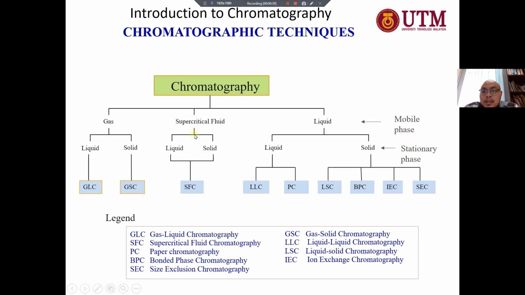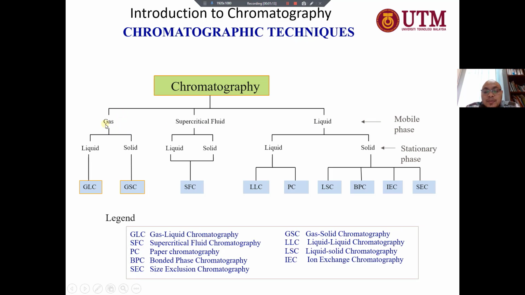I have not had the chance to use supercritical fluid chromatography. I also have not heard of any staff in the faculty using SFC for the time being. So in this study, we will only cover gas chromatography and liquid chromatography, which are the most commonly and popularly used in the world of analysis, especially for forensic application.